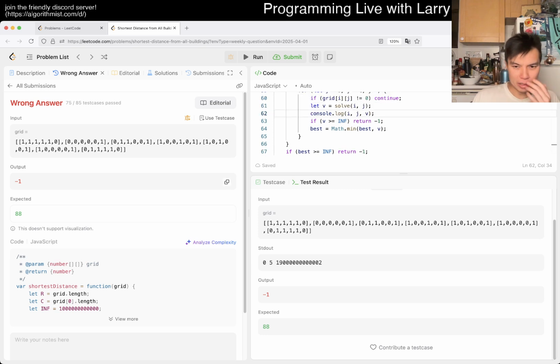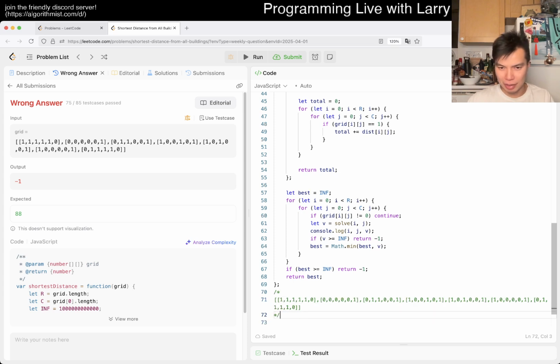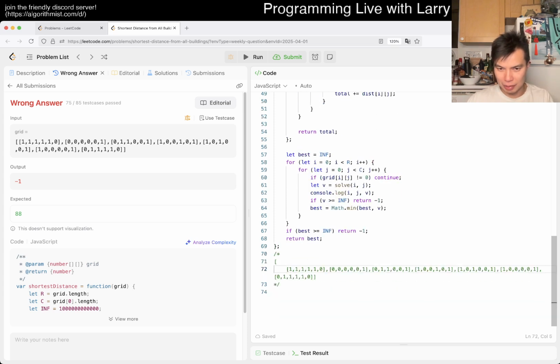I don't get... okay, wait. Let me draw this out. Maybe I don't... I see. I think I see why, but I think it's just because I don't understand this problem. But I have to also double check, right? So let's visualize this a little bit.